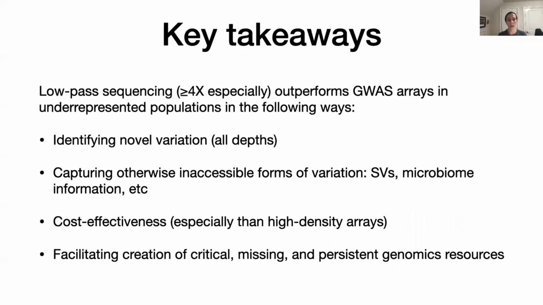As key takeaways here, low-pass sequencing at 4x depth or greater especially outperforms GWAS arrays pretty seriously in underrepresented populations in the following ways. It identifies novel variation at all depths, including rare variation that GWAS arrays are insensitive to. It captures other forms of inaccessible variation, including structural variants, or for saliva samples, microbiome information, and other forms of variation that we might be interested in. It's also cost effective, especially compared to high density arrays. And it facilitates the creation of critical, missing, and persistent genomics resources like imputation reference panels or haplotype resources.